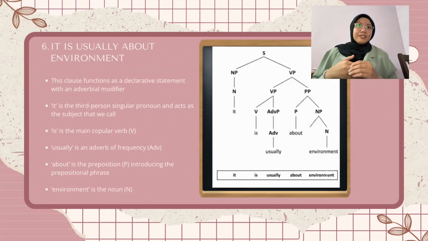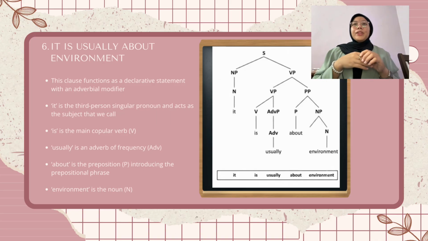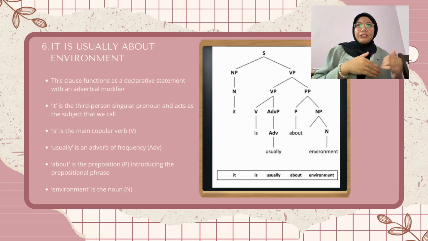The next sentence we have is "It is usually about environment." This clause functions as a declarative statement with an adverbial modifier. And this is a very simple sentence. It contains one subject and one predicate.